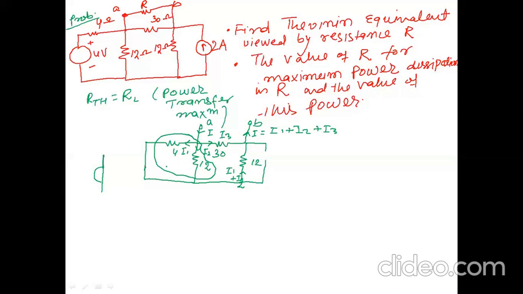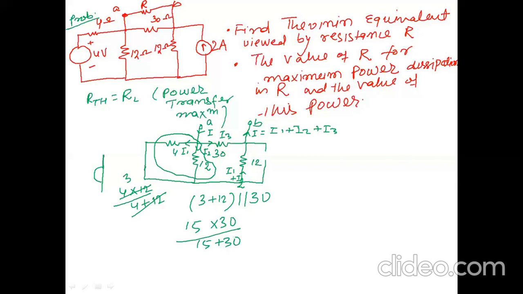So this parallel equivalent will be 4 multiplied by 12 divided by 4 plus 12. So it will be 48 by 16, so it will be 3. This 3 and this 12 will be in series. So 3 plus 12 in series, and this series resistance will be in parallel with this 30 ohm. So 15 multiplied by 30 divided by 15 plus 30. Two resistances are in parallel, so just the equivalent resistance, and this is called RTH. So this is 450 divided by 45, so its equivalent resistance will be 10 ohm.